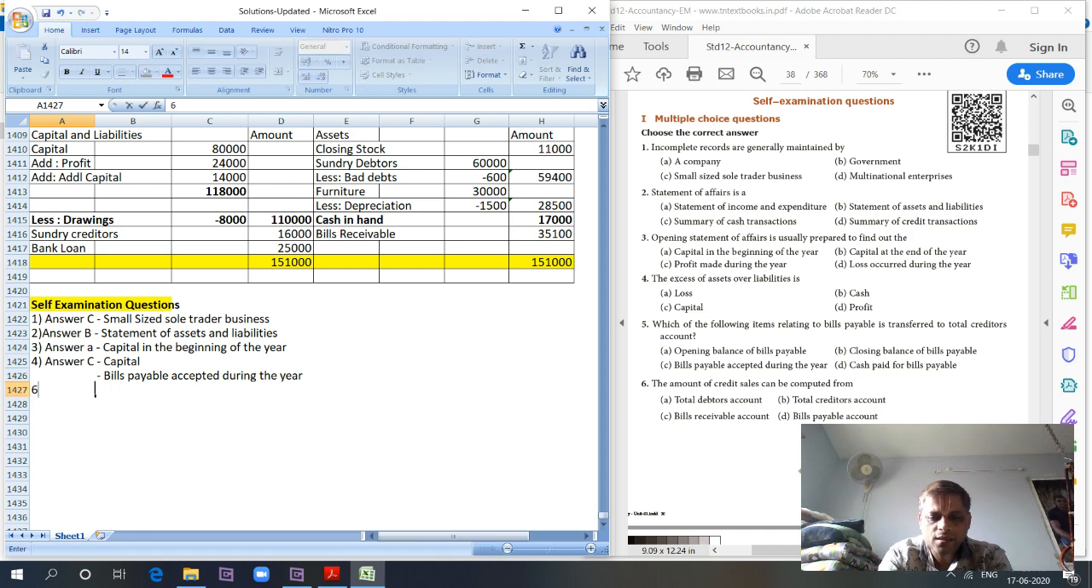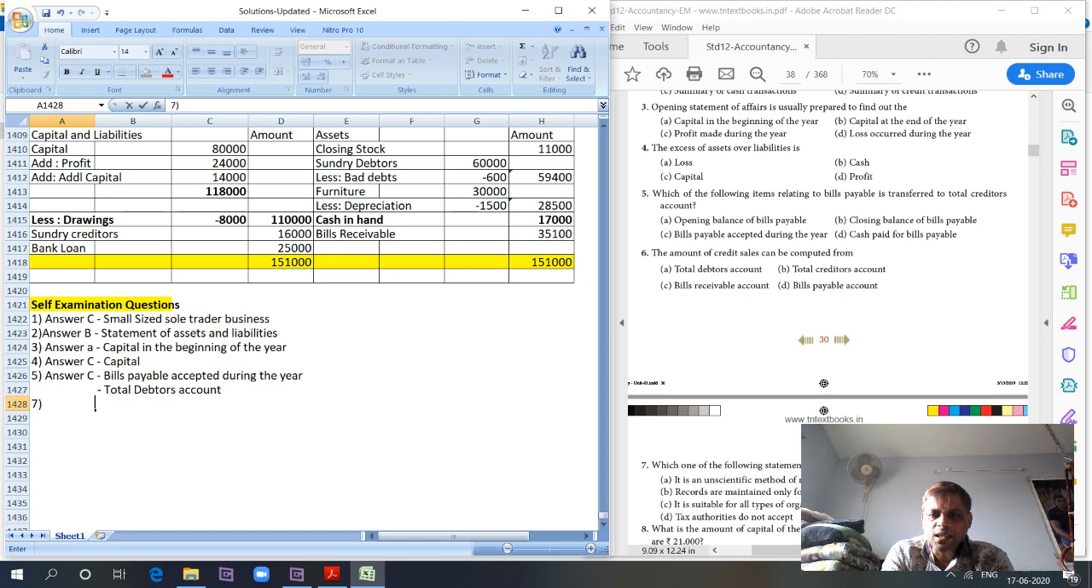Next, question 6. The total amount of credit sales can be computed from total debtors account, because total creditors account or bills payable account deal with suppliers or the liabilities that need to be paid, and bills receivable account deals with debtors converting into bills receivable during the year. The total debtors account shows the total credit sales during the year. So the answer is A, total debtors account. Next question is 7.